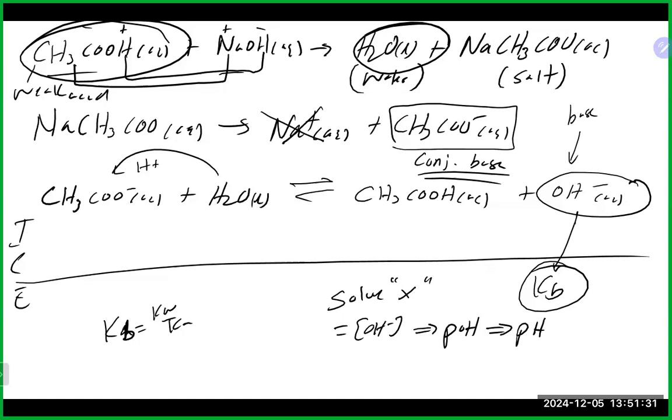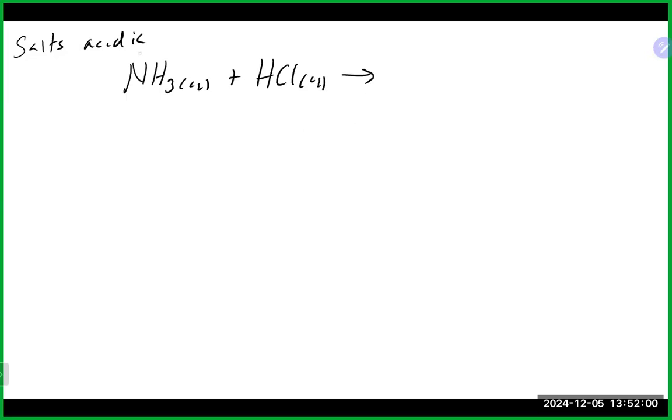Now, we also have salts that are acidic. So salts that are acidic basically come from a strong acid and a weak base. So for example, if you took something like NH3, which is again our weak base, and hydrochloric acid, which is a strong acid, again, we will make here NH4 plus and Cl minus. You can put it together if you'd like and make ammonium chloride, but I'll keep it separated here.